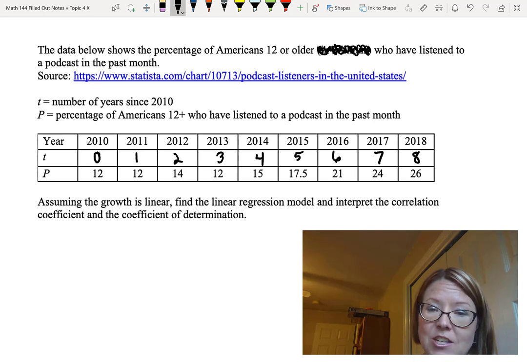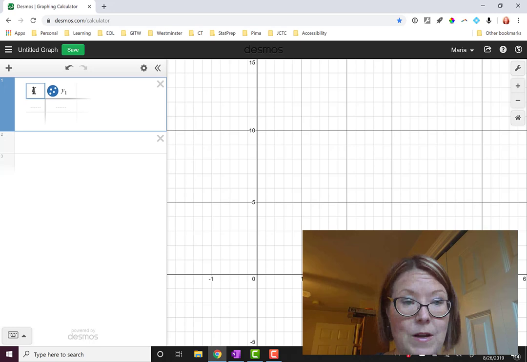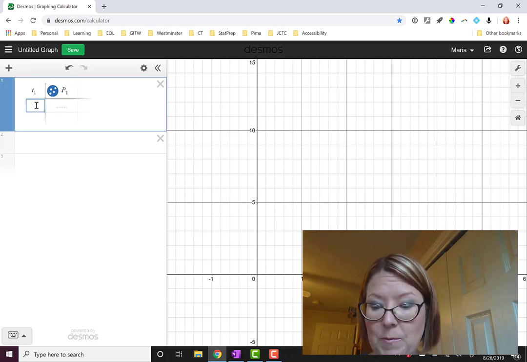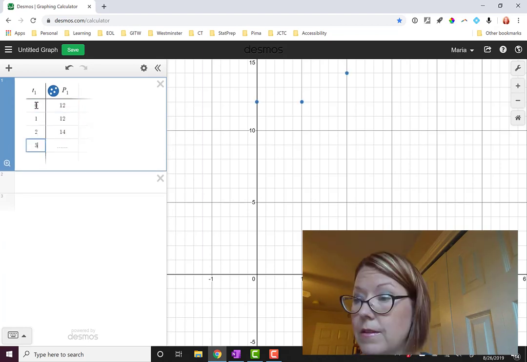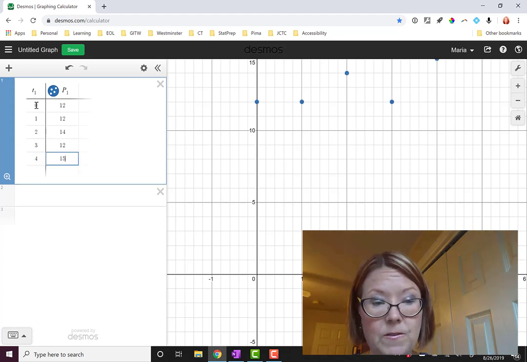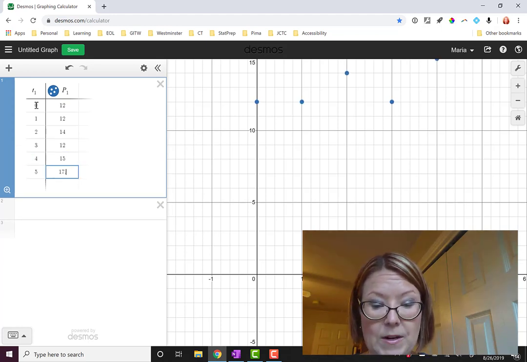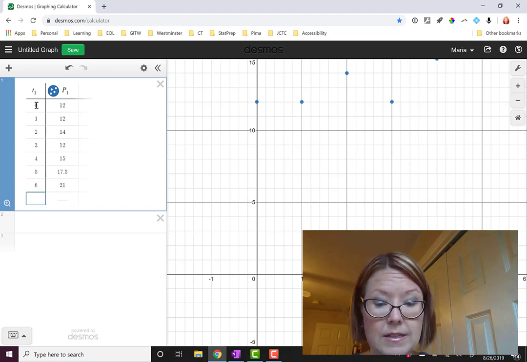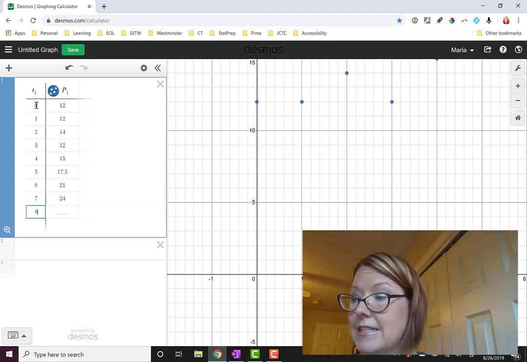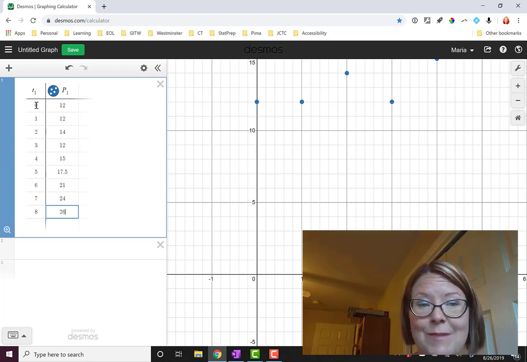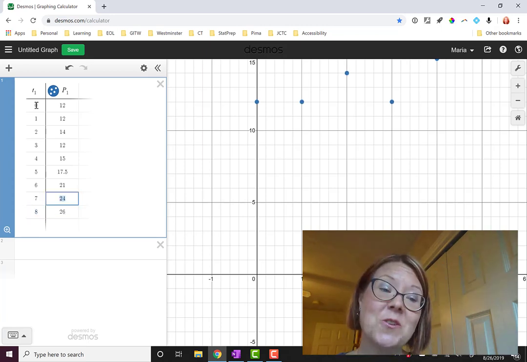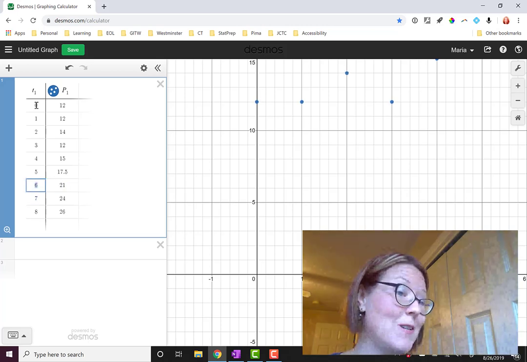I'll read you the percentage values as we plot the data in the table in Desmos. In the header row of the table, I'm going to use T sub 1 and capital P sub 1. Now adding my data pairs: 0, 12; 1, 12; 2, 14; 3, 12; 4, 15; 5, 17.5; 6, 21; 7, 24; and 8, 26. Again, you can use Tab to move easily between the cells of the table. You can also use Shift Tab to move backwards through the table.